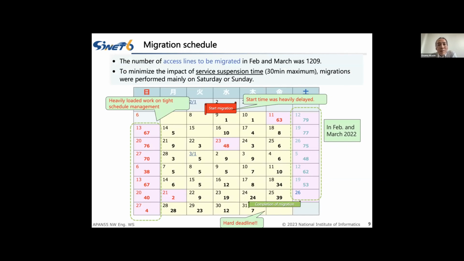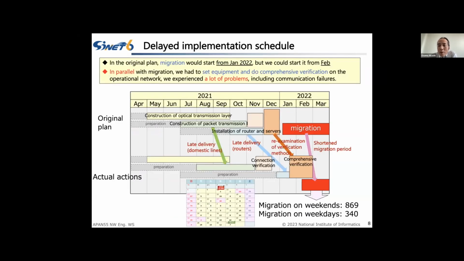So this shows a detailed migration schedule. The number of access lines to be migrated is more than 1,000, and we have to migrate these services, keeping the service suspension time less than 30 minutes. And as a consequence, we have to do this work almost entirely on weekends. So migration on weekends is more than 800, and migration on weekdays is about 300.